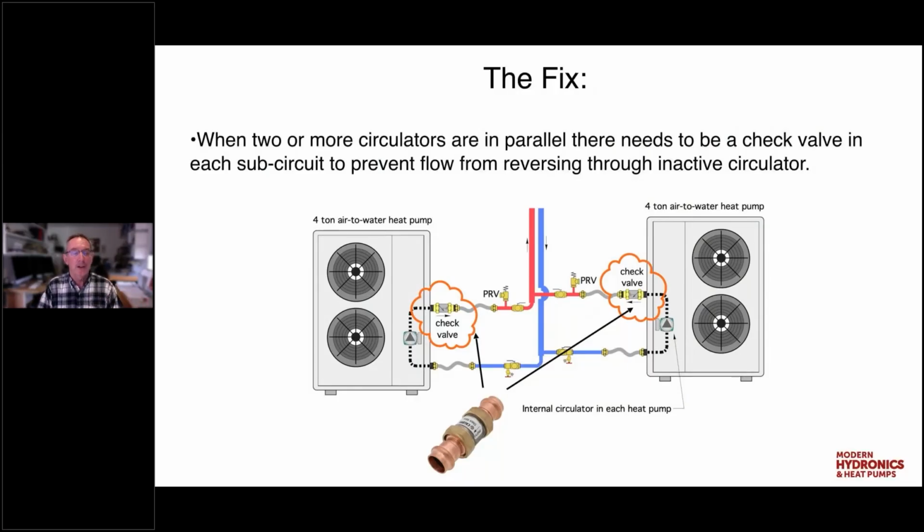The problem with this job was simply that the installer didn't understand that if one heat pump is on and the other one is off, without check valves in both circuits, we're going to have a flow reversal. This is the same reason that we put check valves into zone circulators. When only one valve or one circulator is operating and the other ones are off, without check valves we would get flow reversal.